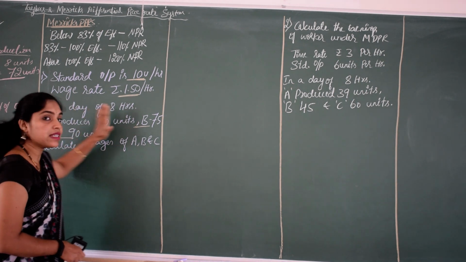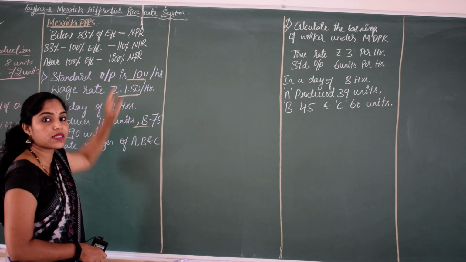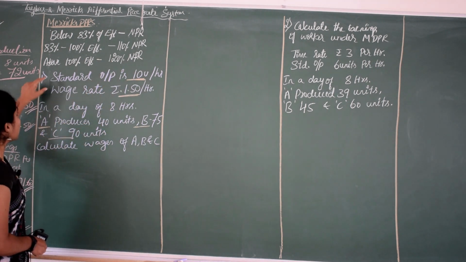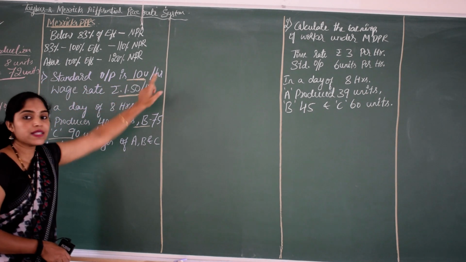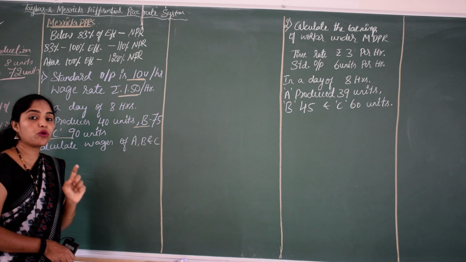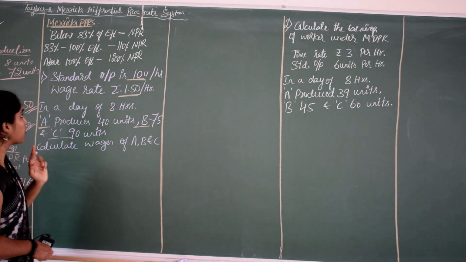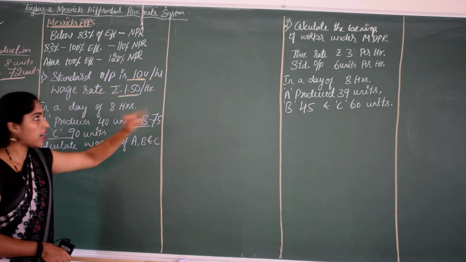Okay. So let us see the problem, let us understand this merit differential piece rate system with the help of a problem. And the problem goes like this, friends. Standard output is 10 units per hour. So they have given the standard output per hour, not per unit. Remember that.